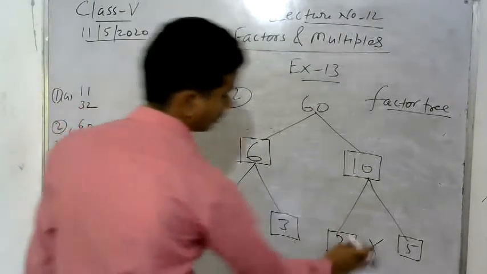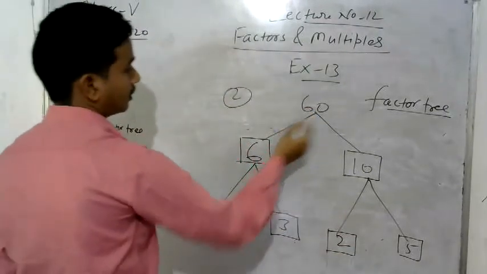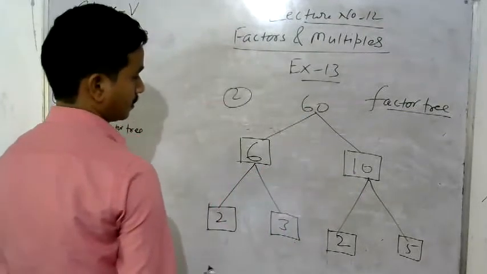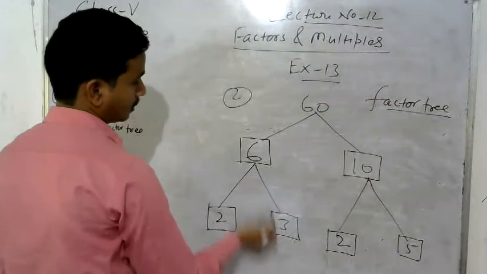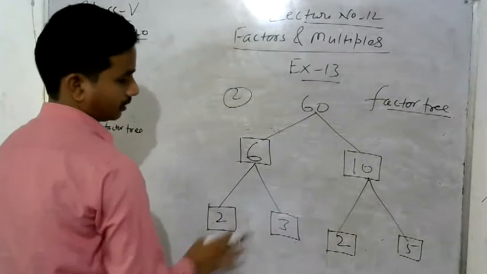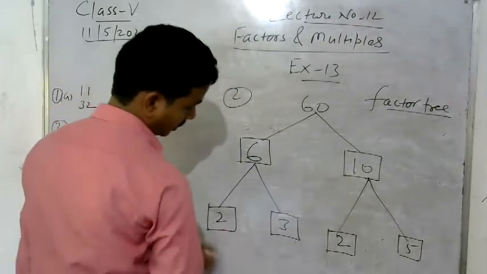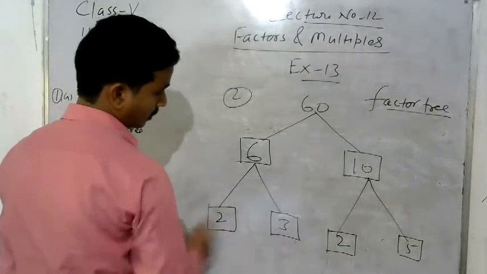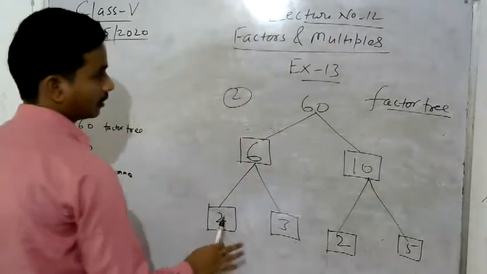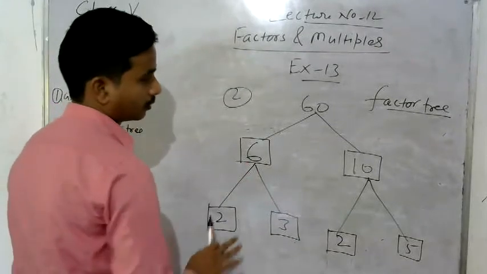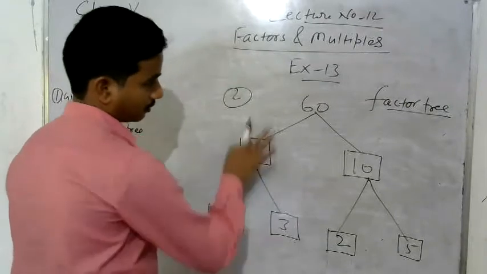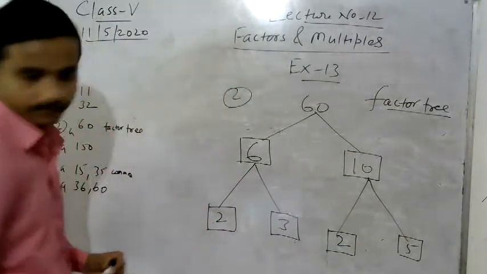Don't multiply. Just know that if you multiply 6 and 10, we will get 60. And again, if you multiply 2 and 3 together, we will get 6. 2 and 5, we will get 10. So this is a factor tree. Once you get at the base of this tree that every number is a prime number, then you leave it. Don't go further. You have to stop this construction. Okay. So this is our factor tree. In this way you make it.